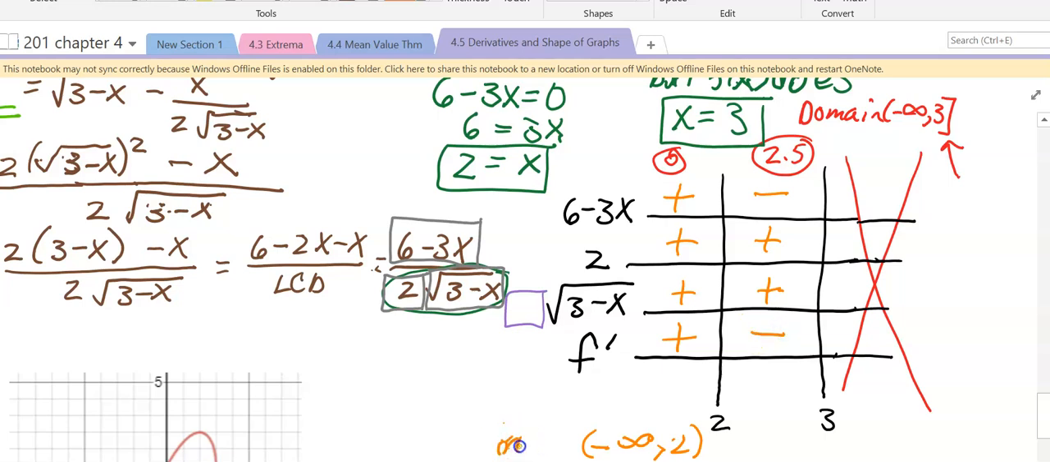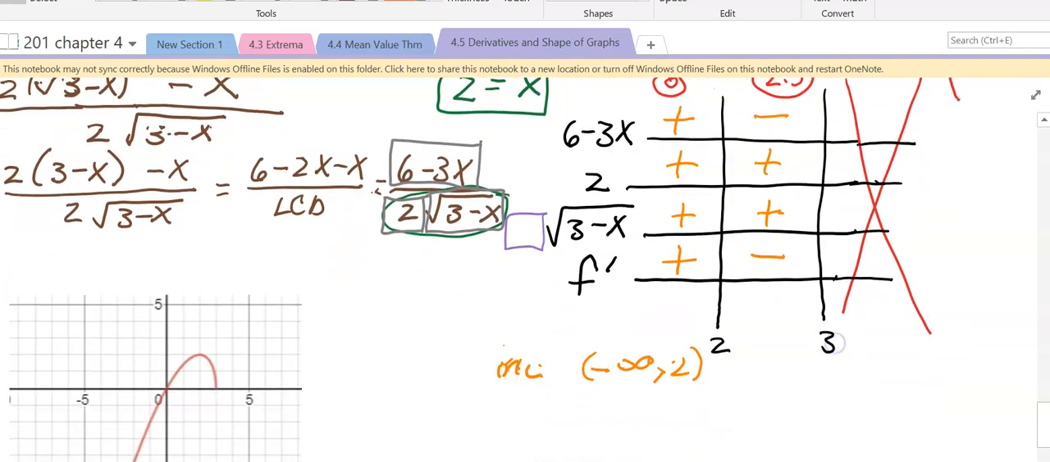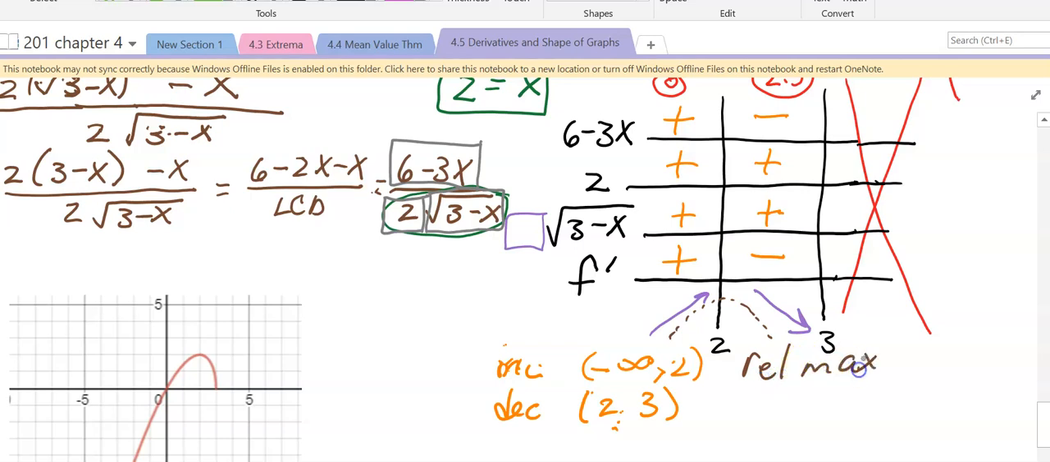That means it is increasing from negative infinity to 2, and it is decreasing between 2 and 3. If I draw what it looks like, this means that it was going uphill and now it's coming downhill, which must mean that I had a graph that did something like this, which must mean that I have a relative maximum occurring at x equals 2 with value of f of 2.